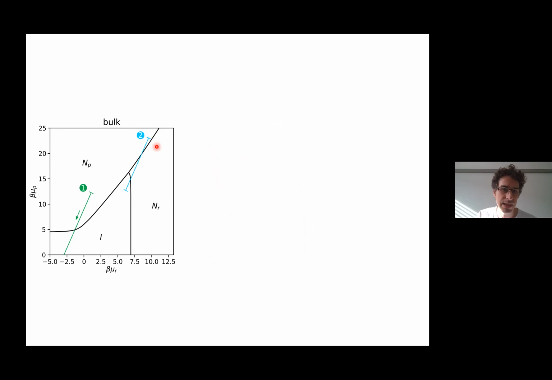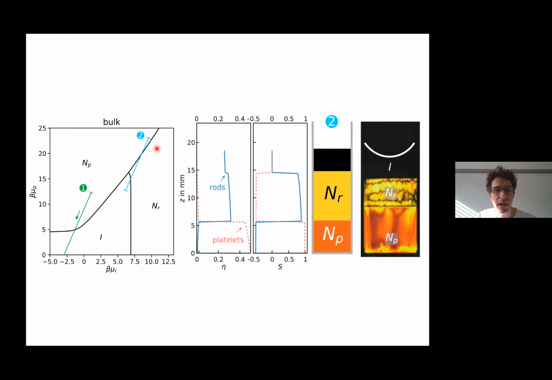This is the second sample that they report, this path here. Note that the length is different because the height is different. And what our theory predicts is a top isotropic, middle nematic of rods, and bottom nematic of platelets, which is the same sequence that they obtain.